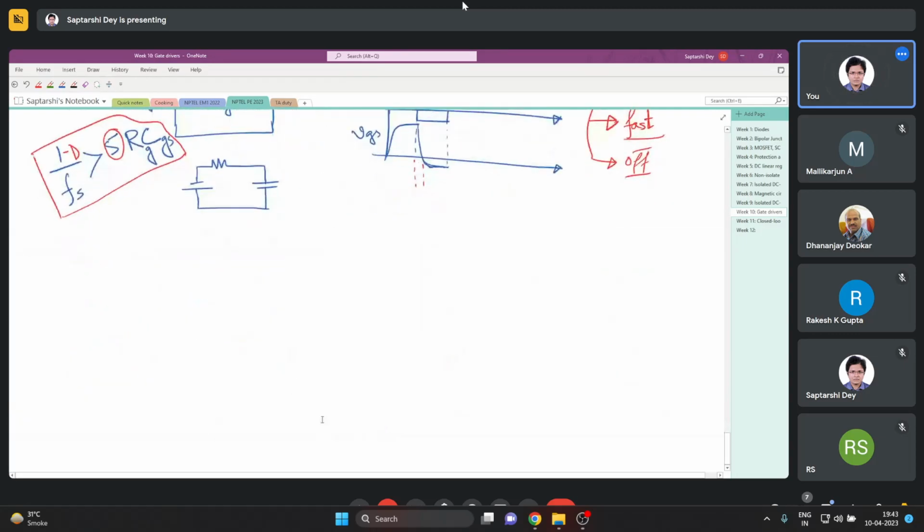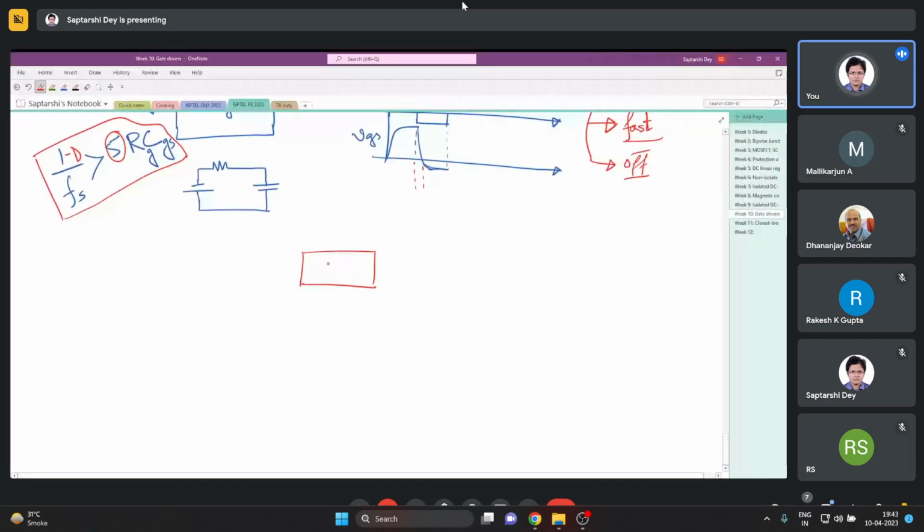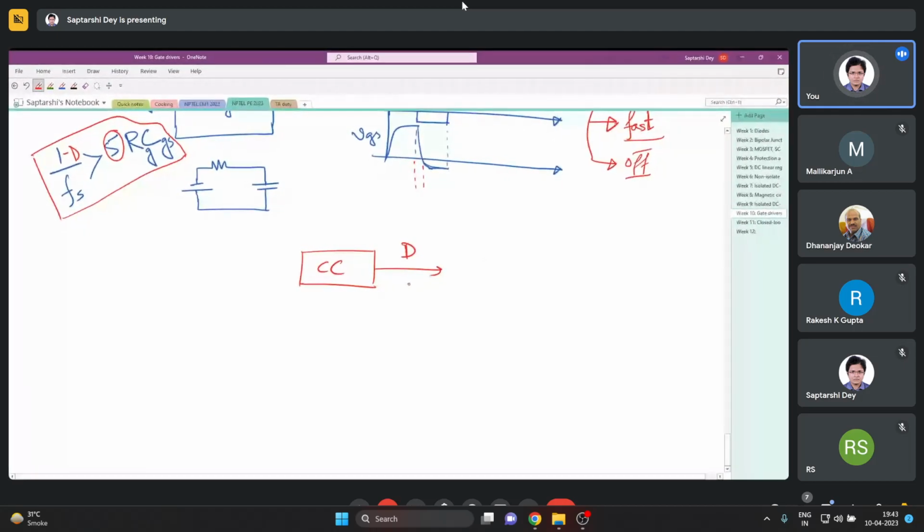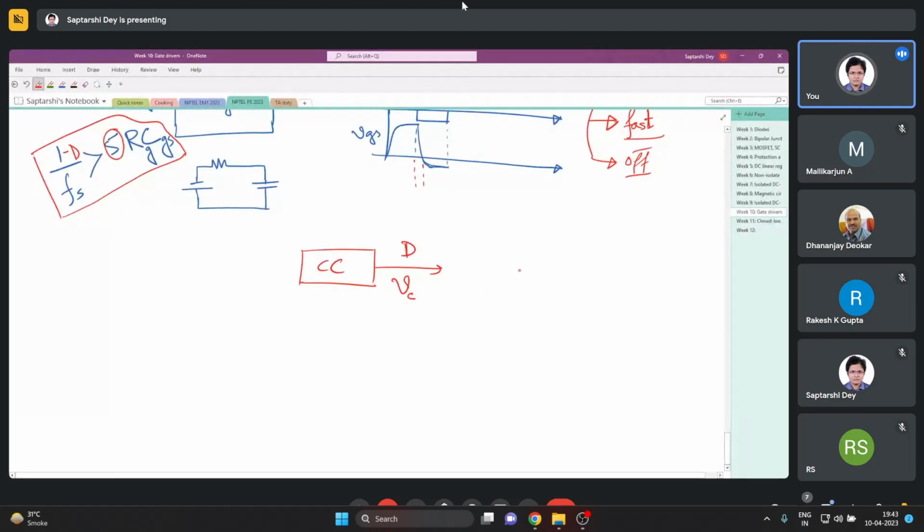Next we will discuss closed loop control. We will see how much we will have to discuss. Basically, the closed loop controller delivers D. How does it deliver D? It delivers D in terms of some control voltage Vc.